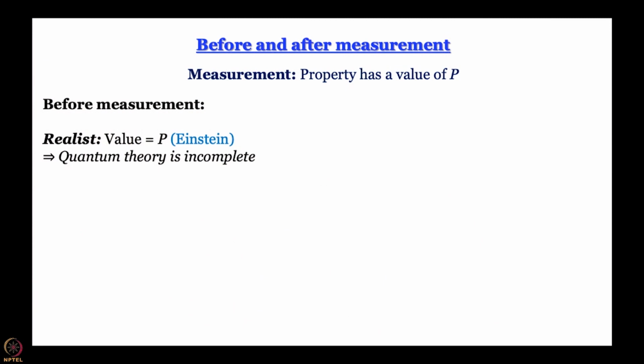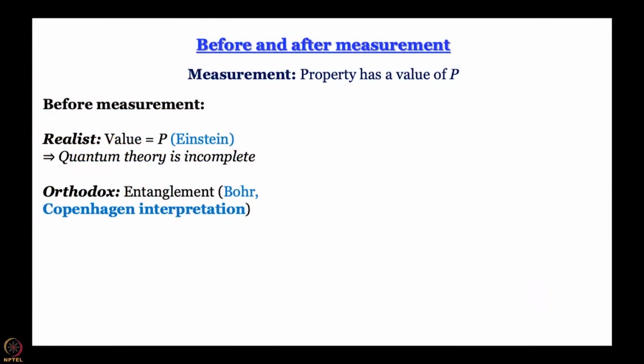Otherwise, how did you get p? But there is a problem with this view. And the problem is, if this view is correct, then quantum theory turns out to be incomplete. Because if the value was p already before the measurement, why is it that we could not know it? We are working with psi, and working with psi, we can get the value only at the time of measurement.